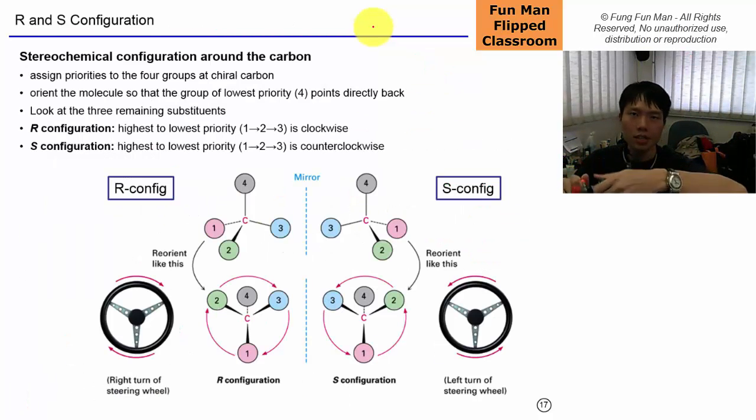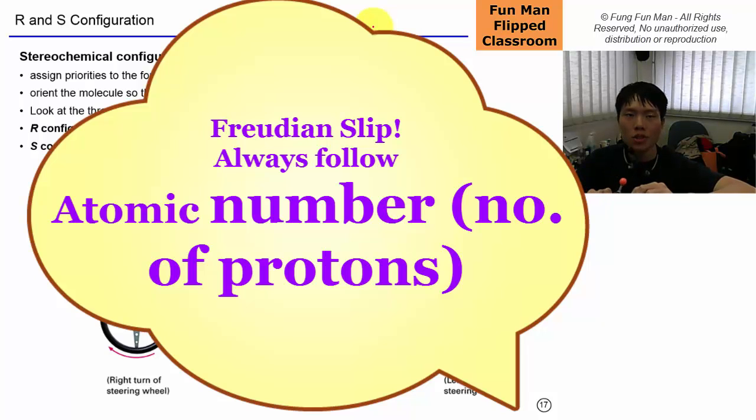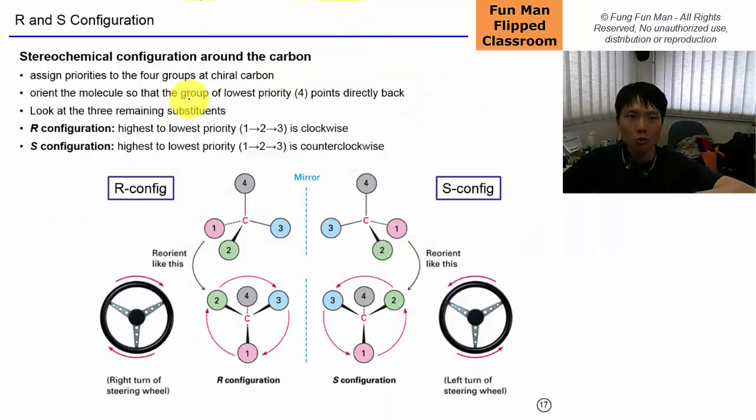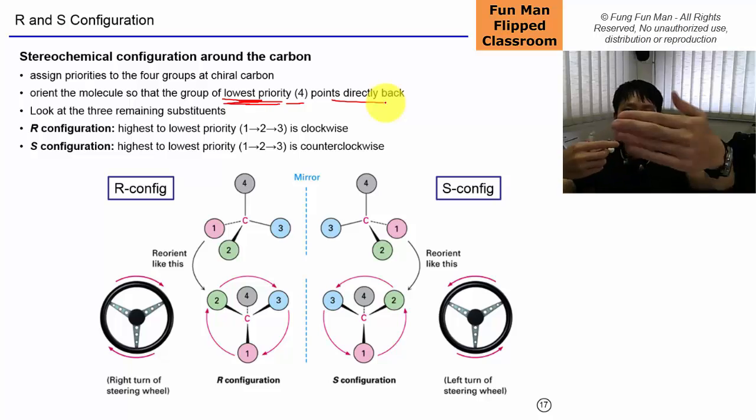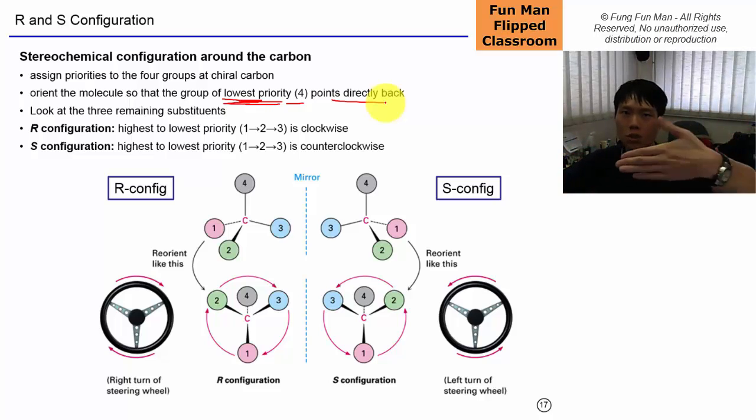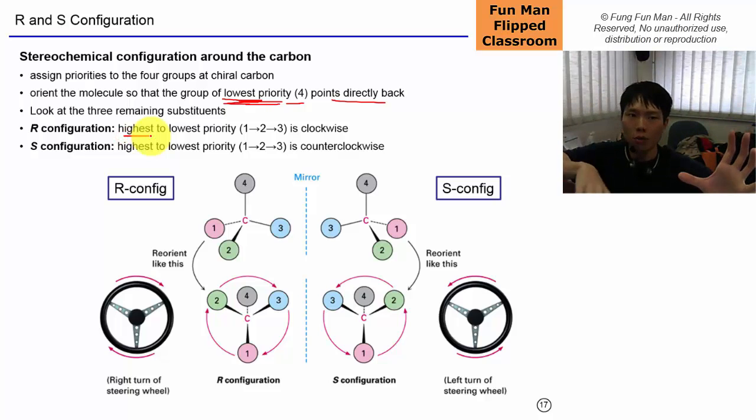We are going via the atomic mass. So first of all, we assign the priorities on the 4 groups of a chiral carbon, and we orientate the molecule so that the group of the lowest priority, which we call number 4, points to the back of you. I mean, for me it's closer to you, but for you it's towards me. And then we look at the 3 remaining substituents. For the R configuration, from the highest to the lowest priority, if you do a rotation and it is clockwise, it's R. If it's counterclockwise, then it's S.